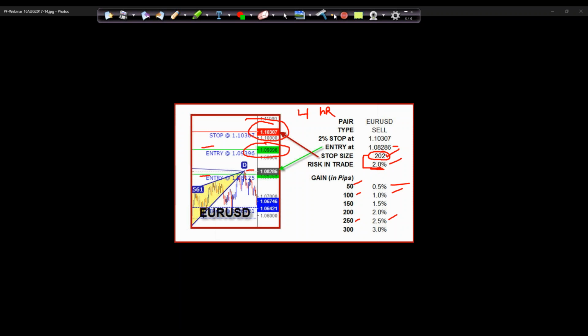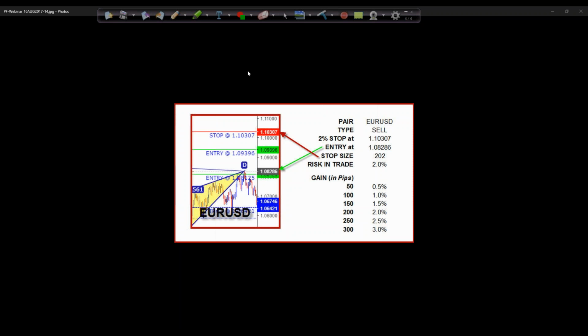Which means if we entered this trade at the entry point where D was reversing, and it came down and then went back up and took us out at the stop loss, we would lose 2% of our account. Okay.